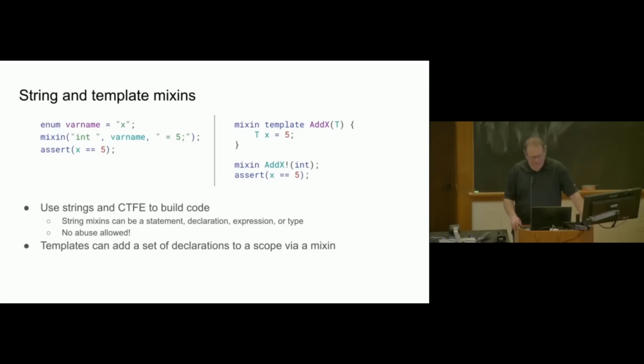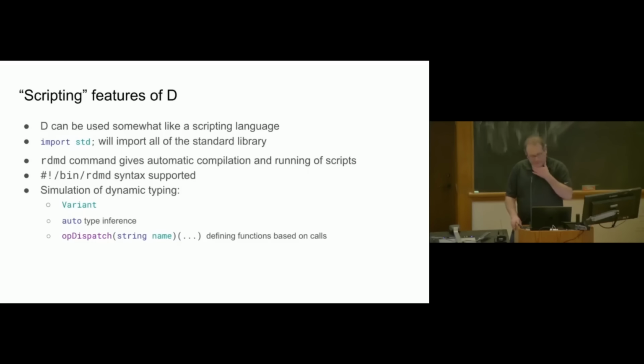And then the template mixins allow you to write just normal D declarations, and then you can just put them anywhere you want as if you typed those in. And then finally, the scripting features of D. So D can somewhat be used like a scripting language, even though it's compiled, because it's really fast to compile. We have this import std, which will import all the standard libraries. So if you're just writing a script, you don't care to go look up where symbols are defined. You just say import it all.